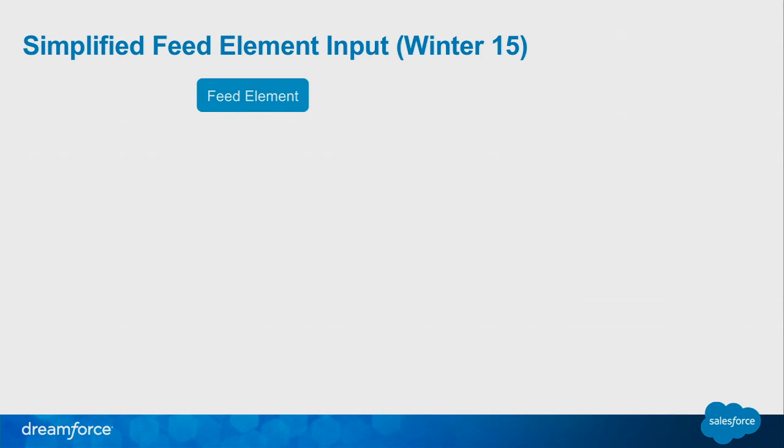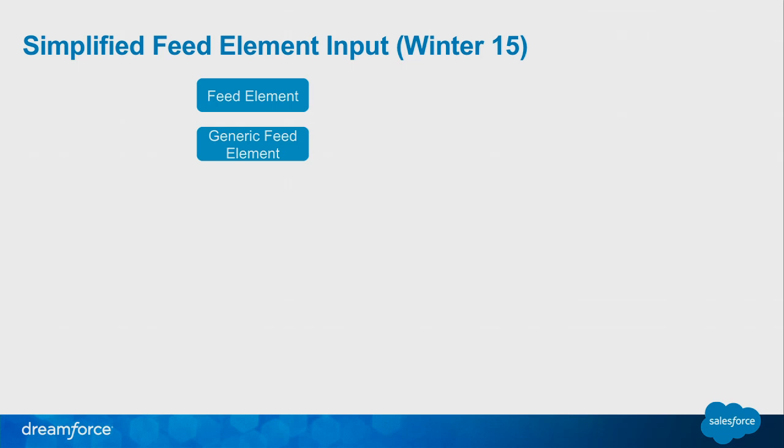So again, this is based on Winter 15. Winter 15 changed things a bit. So if you're looking at documentation or you're looking at examples through searches, they're going to look a bit different. It used to be up to now that feed item was kind of top of the tree. Now in the ConnectAPI, feed element is at the top of the tree. And everything is going to come off that.